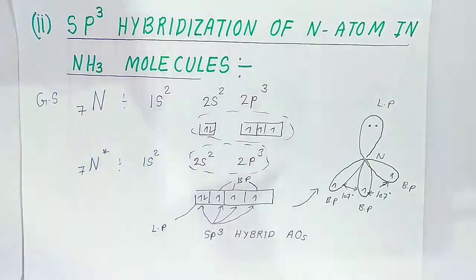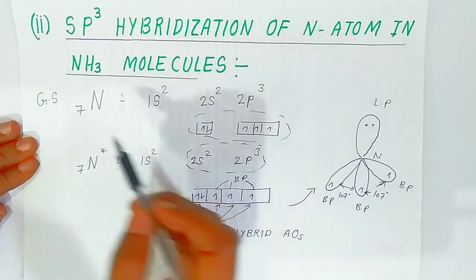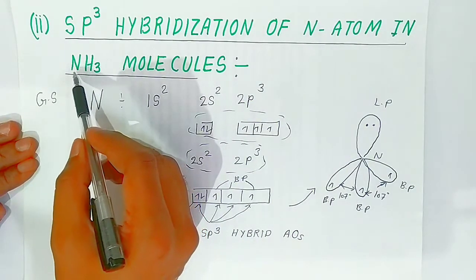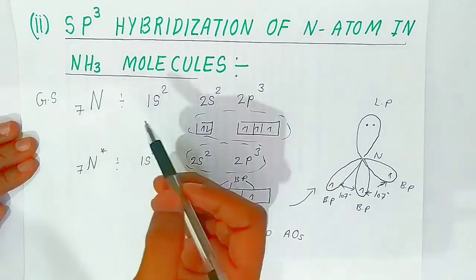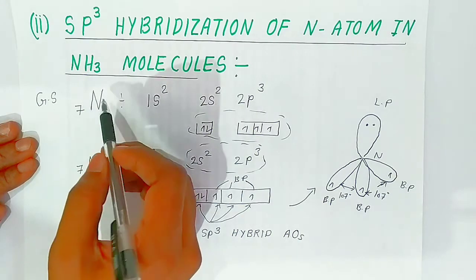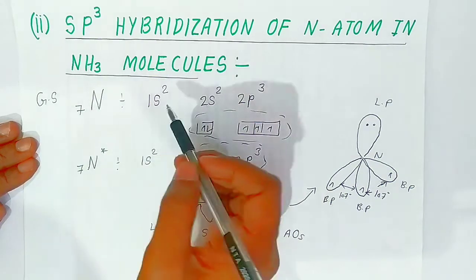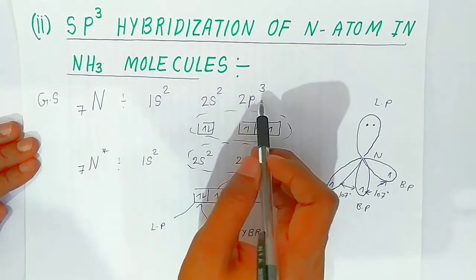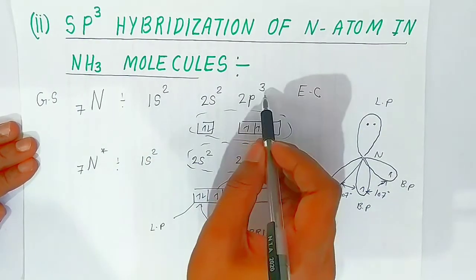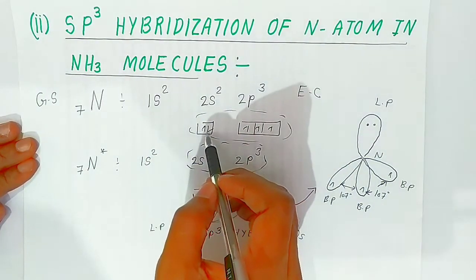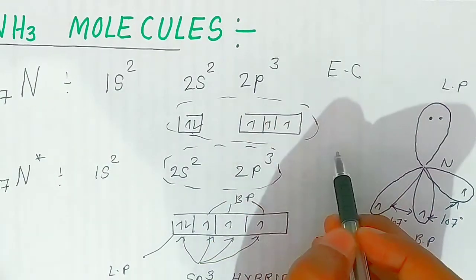Now students, we are going to see the sp3 hybridization of the nitrogen atom in the ammonia molecule. The nitrogen of ammonia will undergo hybridization. You should first know the atomic number of nitrogen. What is the atomic number of nitrogen? 7. Now we distribute 7 electrons. The electronic configuration will be 1s2, 2s2, 2p3. Here 2s2 has paired electrons and 2p3 is half filled with unpaired electrons.